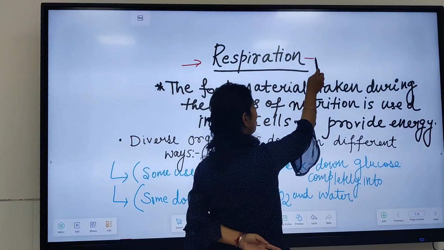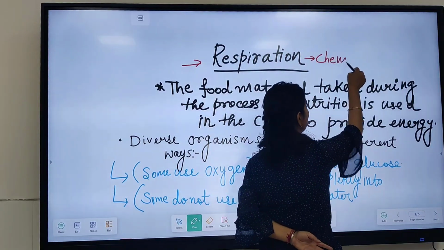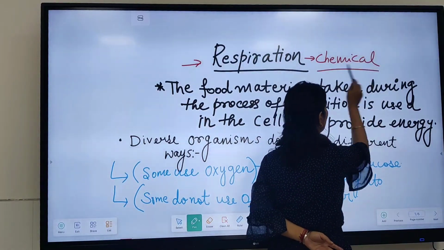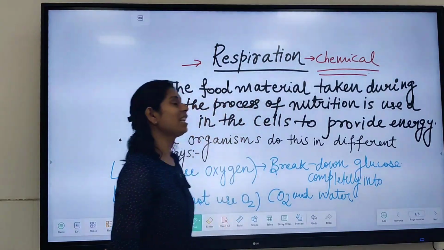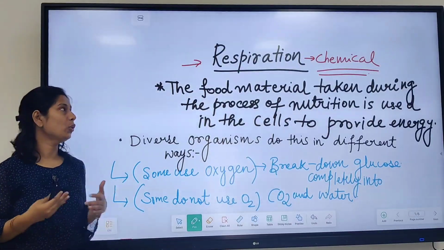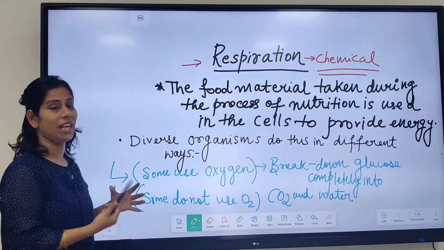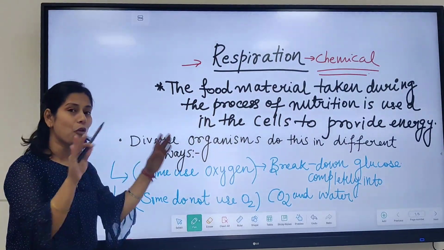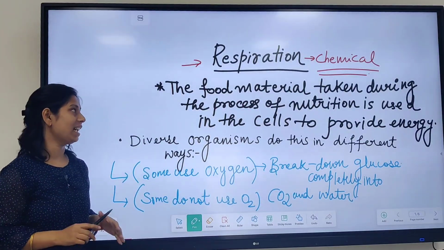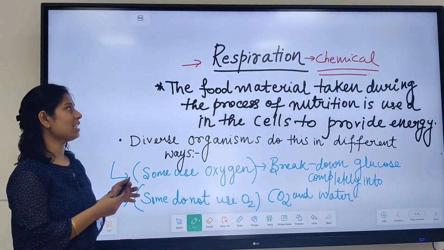Respiration is a chemical process. It is a chemical process which involves the use of oxygen to break down glucose. Now, what is respiration and what is the use of respiration? Without respiration, we won't be able to do any of the tasks in our life. So let's understand respiration.